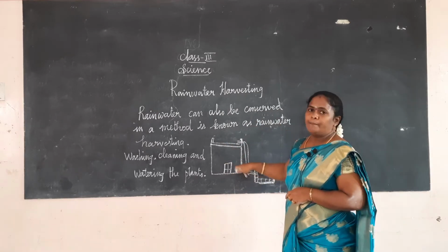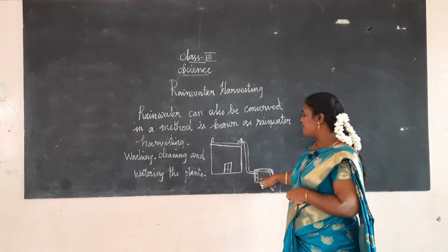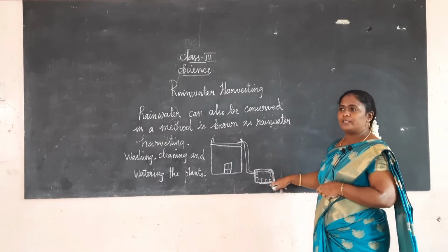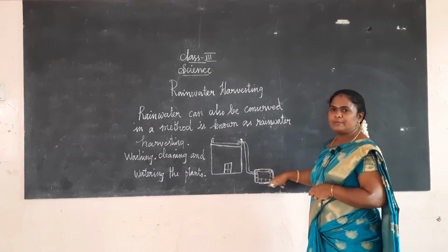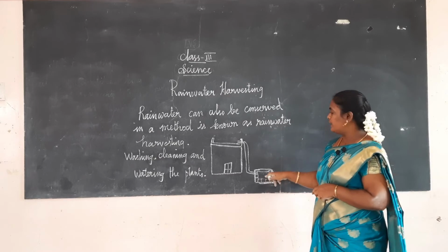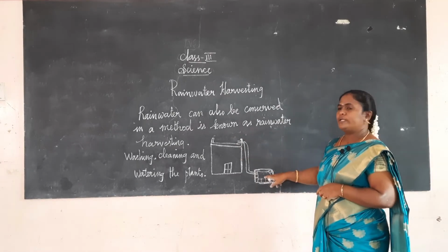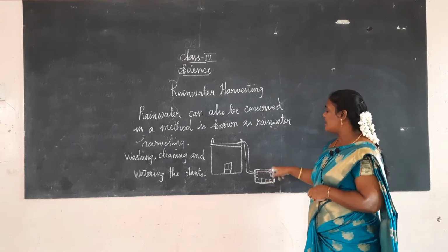First, in this method, a tank is built for collecting and storing rainwater. This tank collects and stores the rainwater. We collect the rain from here and store it here. Okay, so inside the tank, tiles are laid.